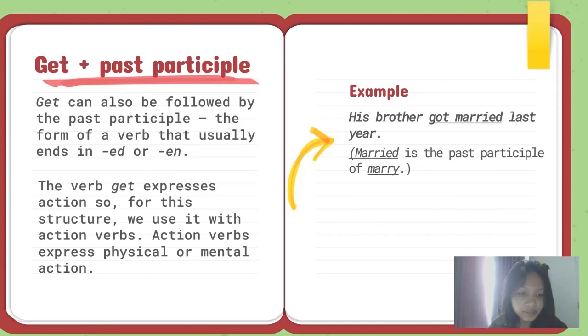Listen to an example: his brother got married last year. Married is the past participle of marry. For the get passive, we don't use stative verbs, such as know, believe, say, and understand. So the get passive is used with action verbs, but the be passive can be used with action and stative verbs.